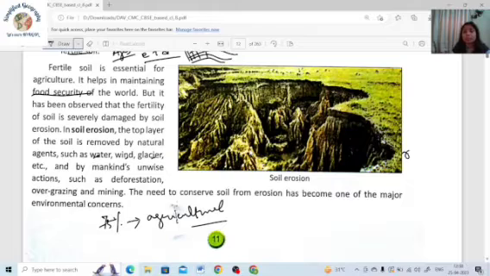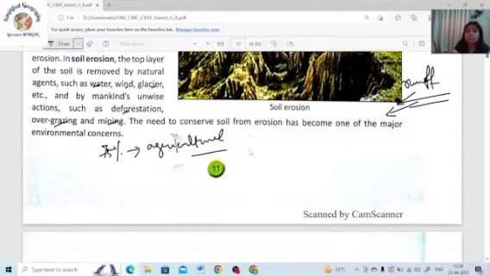Even when surface runoff is more, the top layer is washed out by excessive runoff. Human activities such as deforestation, overgrazing and mining also cause the soil to break. These activities are also degrading soils. The need of conserving soil from erosion has become one of the major environmental concerns these days.